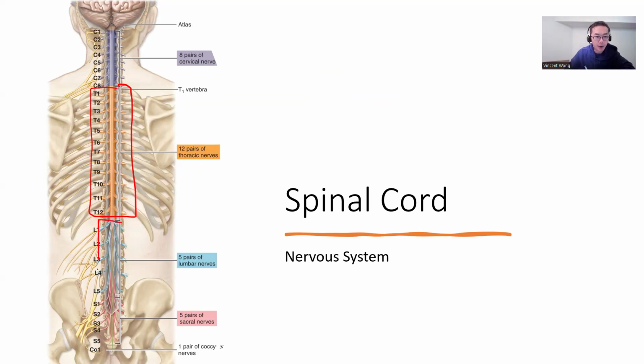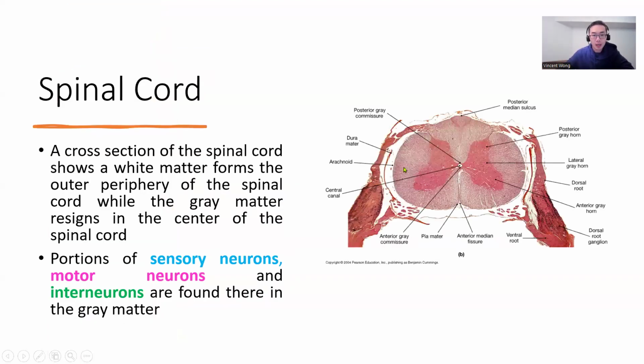And then the lumbar section. And then we have the sacral. And then at the bottom, we have the coccygeal nerve as well. You don't really have to memorize the names, okay? But just know that there are 31 pairs of spinal nerves that will be coming out from between your backbones, actually. So let's start by looking at the structure of the spinal cord.